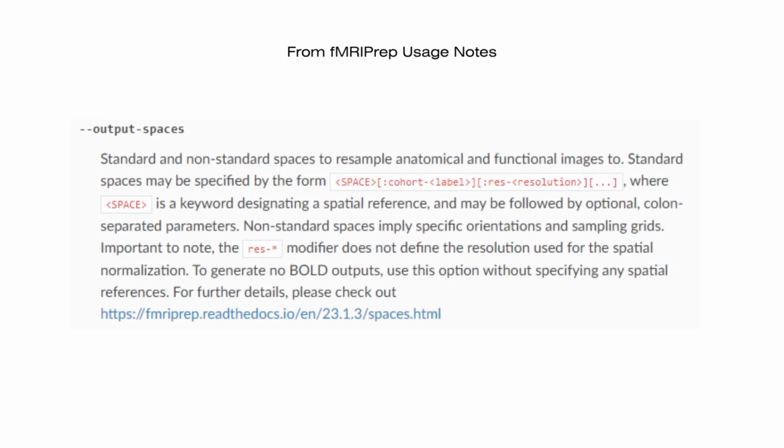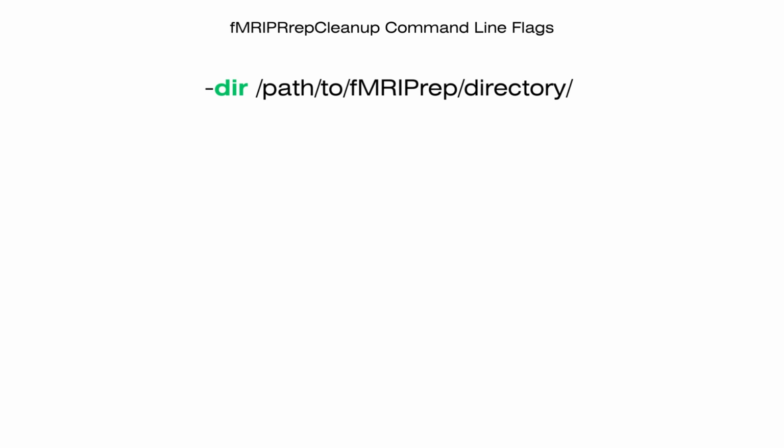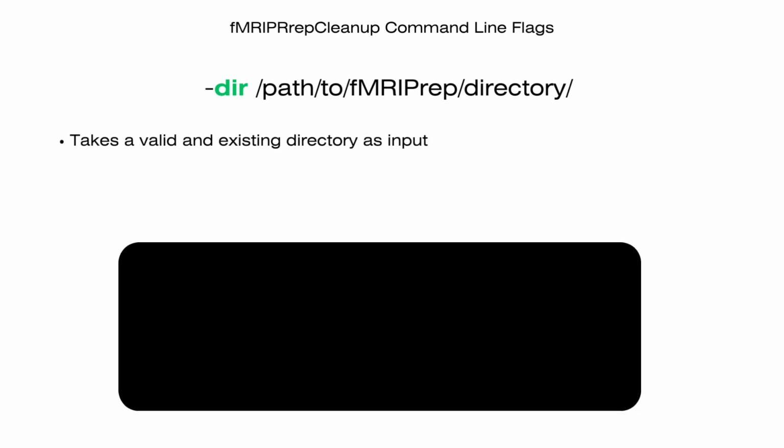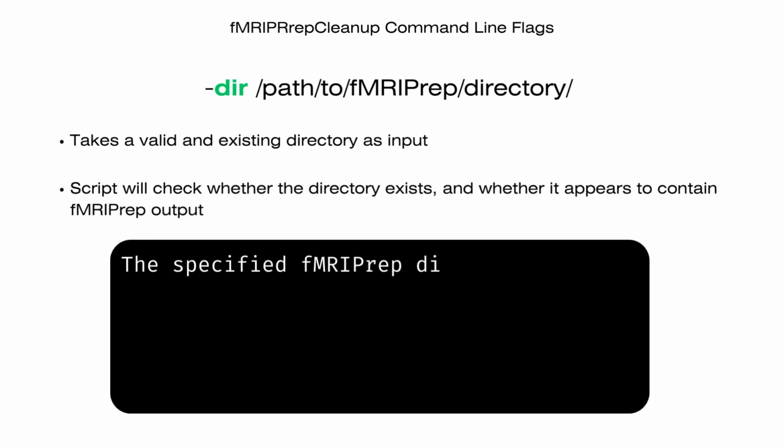As I've said, I've just used the default output spaces, but if you were to request extra output spaces in the fMRIPrep command line, the same files will be retained for each run in each space. Now I'll go over the specific usage of the script, covering each of the possible arguments you could pass to the command line. First, the dir argument is used to tell the tool which directory you want to be cleaned up. This should be a valid existing directory that you have access to. The script will let you know if this path doesn't exist.